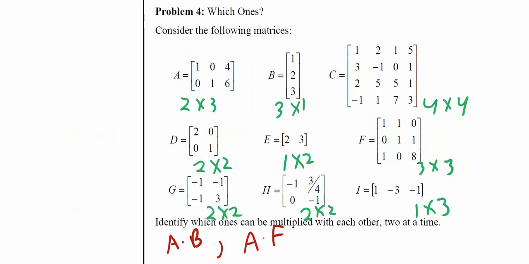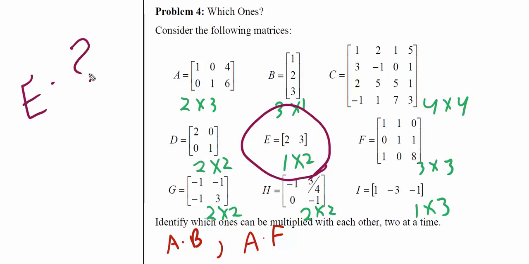Now, your job, of course, is to identify all possible multiplications that are possible. You don't have to perform them, you just have to be able to identify them. So let me ask you a couple of things. What could we multiply with E, for example? So if we're doing E times something, what could those somethings be? Consider now that E is a 1 by 2 matrix. So whatever we multiply by E has to be a 2 by something matrix.